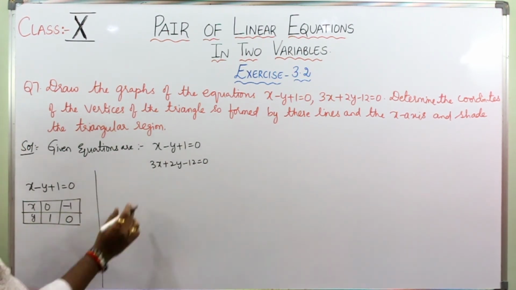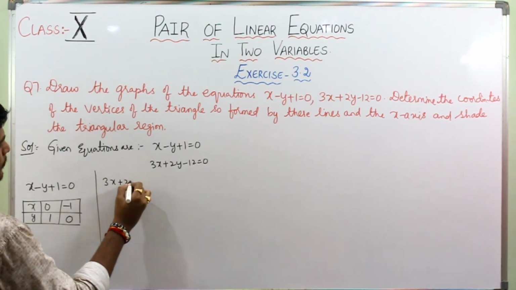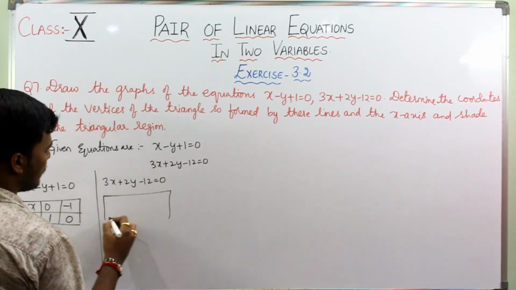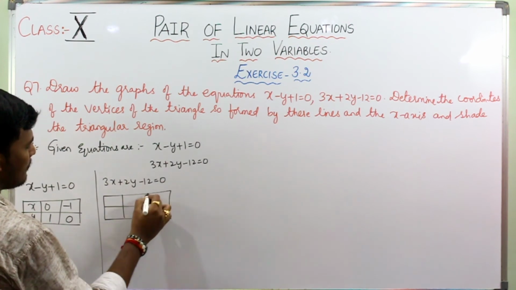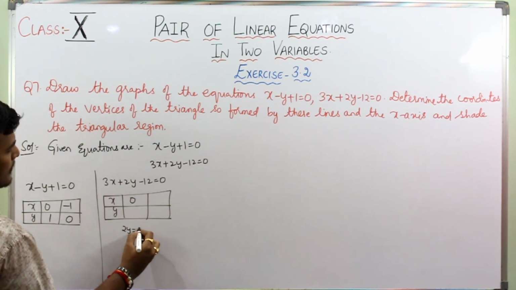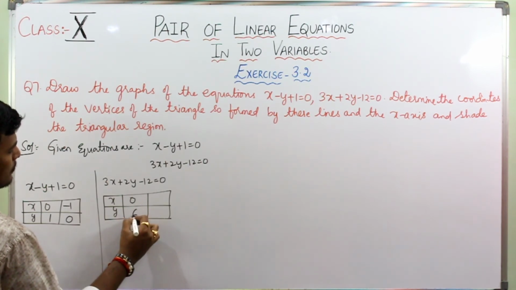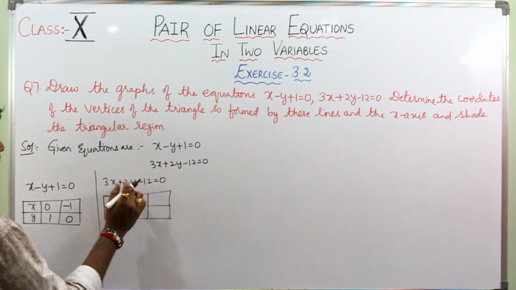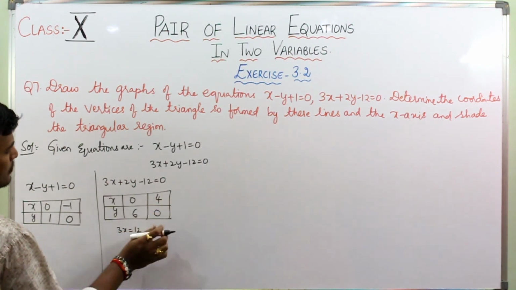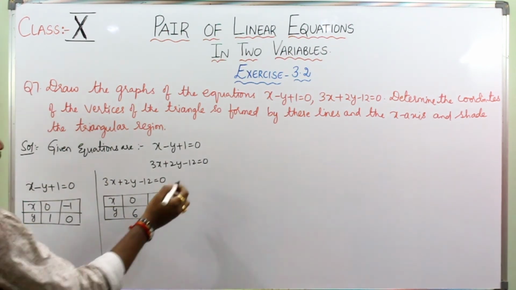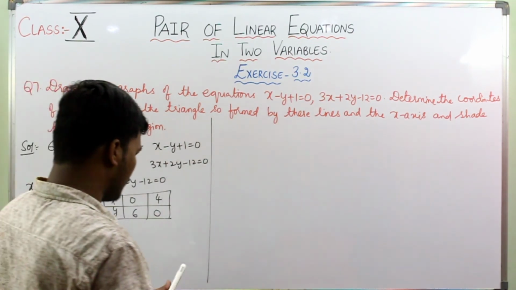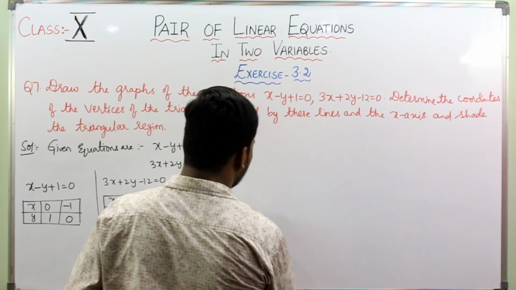Now the second one is 3x plus 2y minus 12 is equal to 0. Consider the x and y values again. If you make x 0, then you will get 2y is equal to 12, y is equal to 6. If I make y 0, then you will get 3x is equal to 12, x is equal to 4. Now for these values, let us plot the graph.